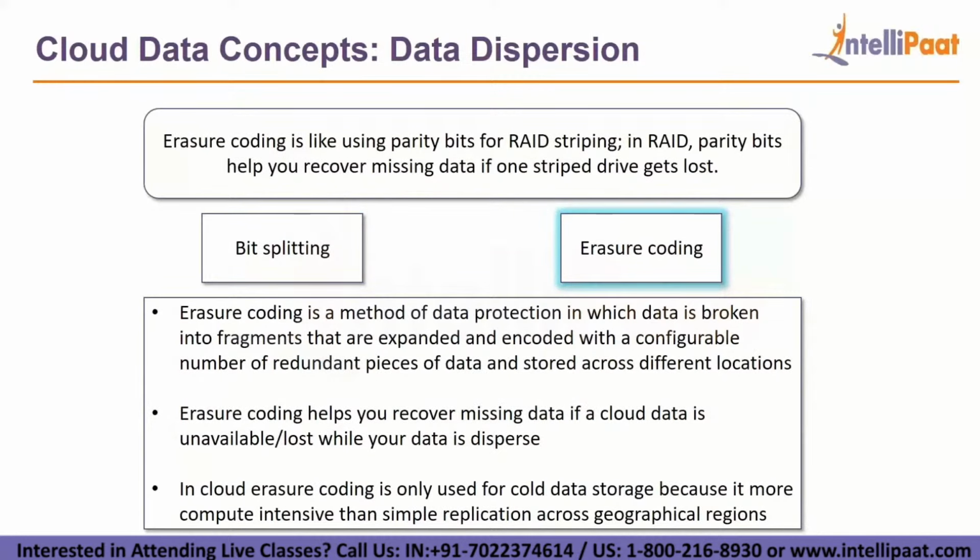Erasure coding is like using parity bits for RAID striping. In RAID, parity bits help you recover missing data if one striped drive gets lost. So essentially, parity bits work like this. Suppose I have 4 bits I'm storing. All of them can either contain 1 or 0. Parity allows us to determine how many ones are there, how many set bits are there.